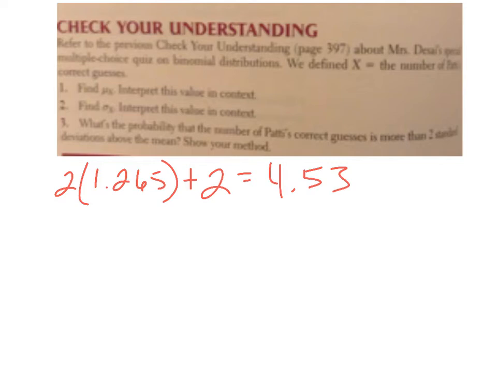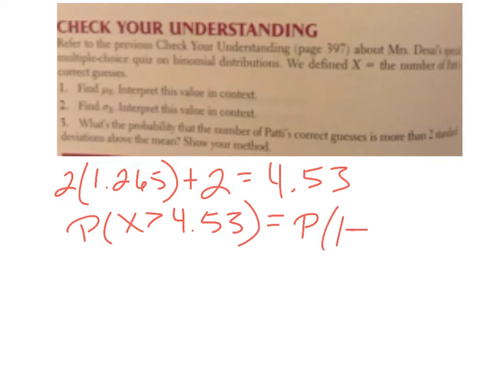Now that I know 4.53 is 2 standard deviations above the mean of 2, I want the probability that x is greater than 4.53. It said more than 2 standard deviations; it didn't say equal to. So I want 1 minus the probability that x is less than or equal to 4. Four is included in the complement because it's not going to fit my criteria of greater than 4.53.